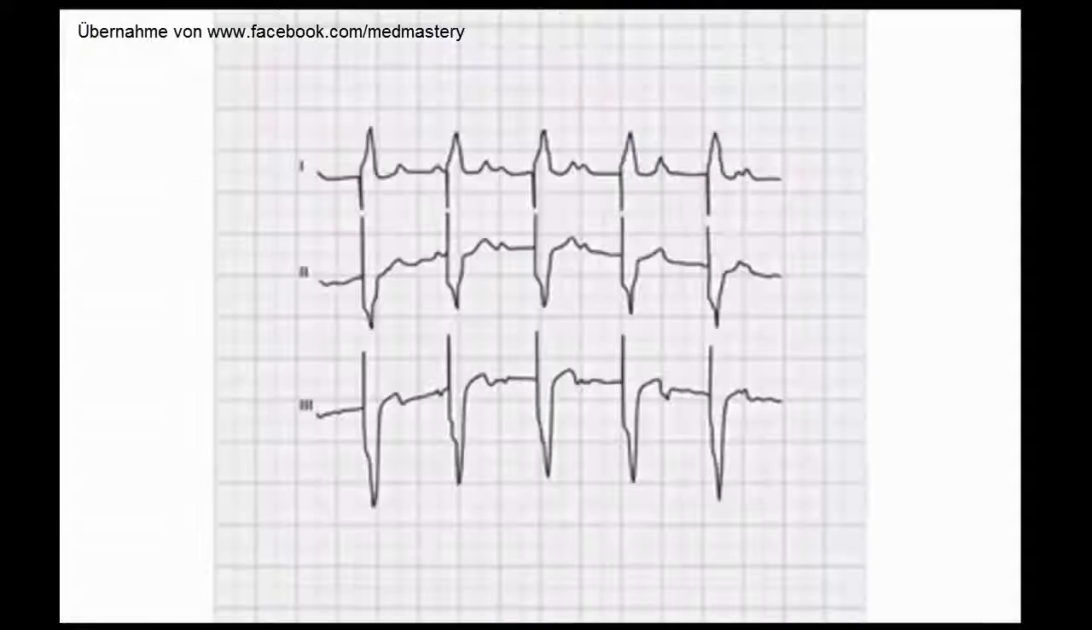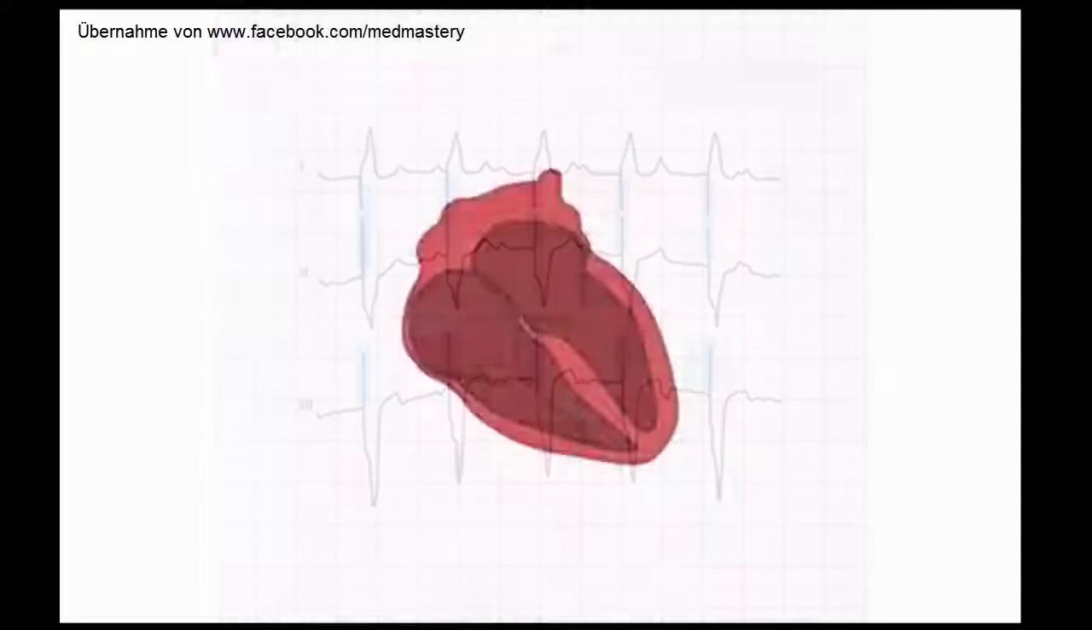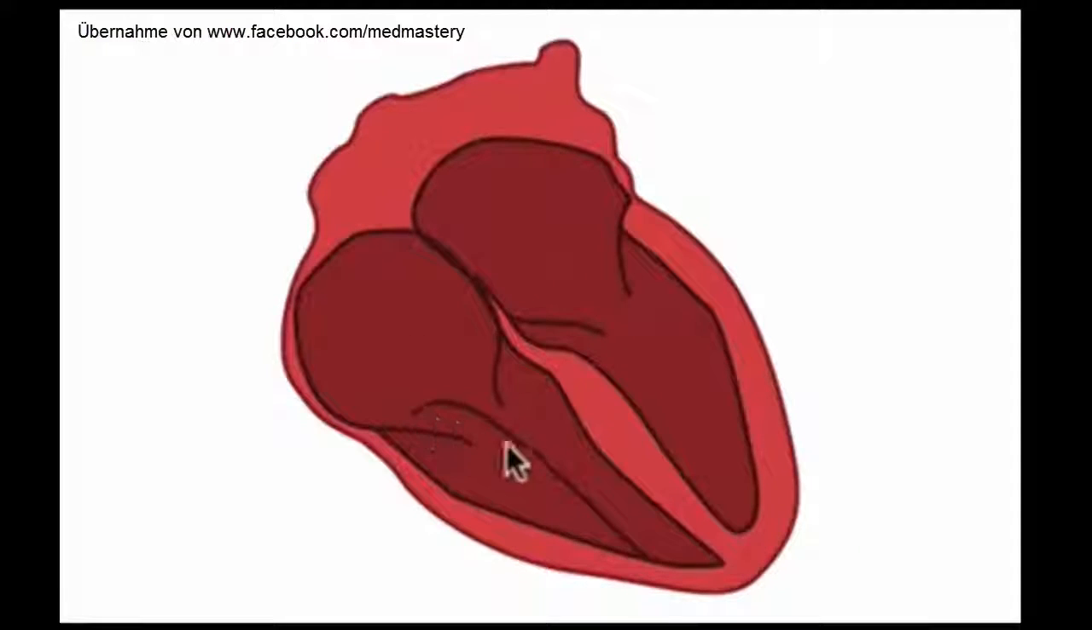So let's move on. This is another typical rhythm at a glance. What strikes us in this example are the vertical spikes preceding the broad QRS complexes. This kind of depolarization does not occur naturally. These spikes are produced by the electrodes of an artificial pacemaker, which is located in the right ventricle. You can see it here.